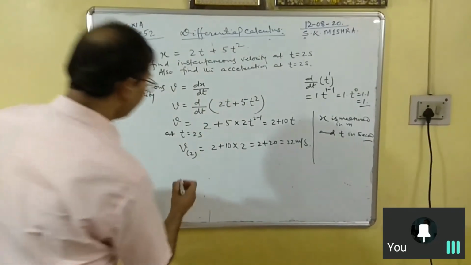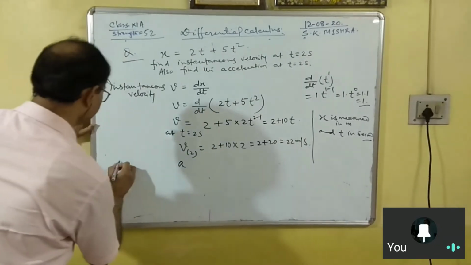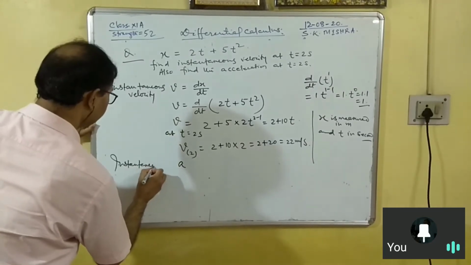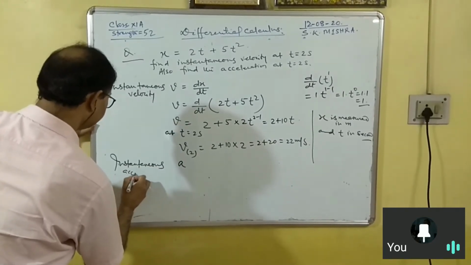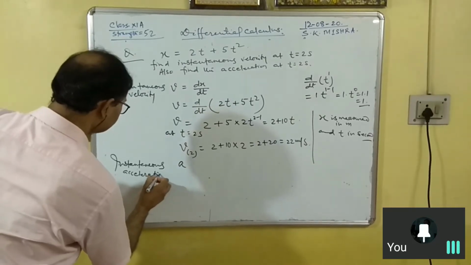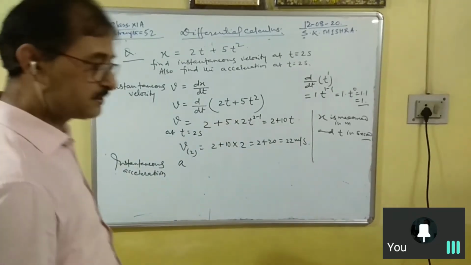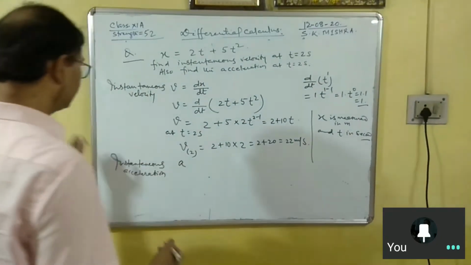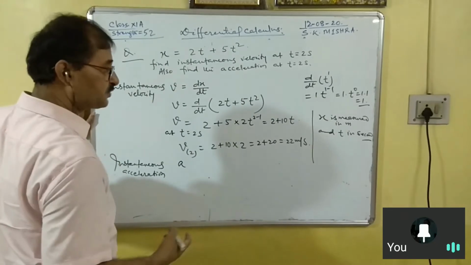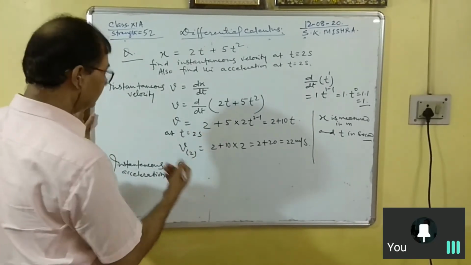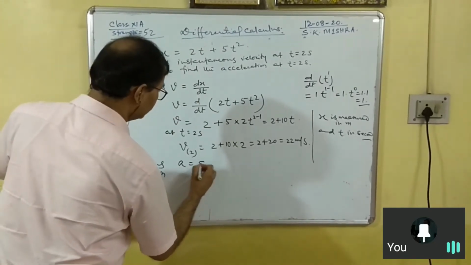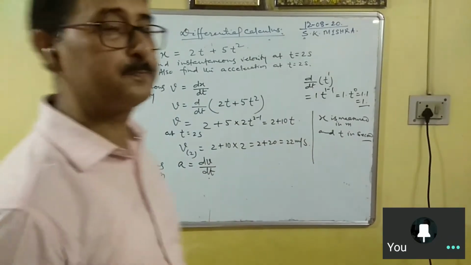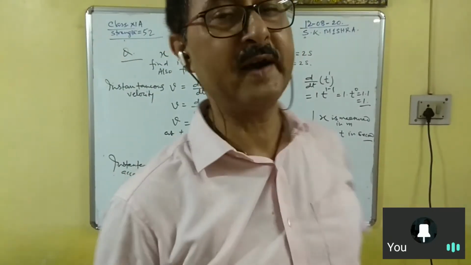Now to find the acceleration, instantaneous acceleration. We will discuss these things in the first unit, that is motion in one dimension, in detail there. But here, what is the use of differential calculus in understanding physics? So a is equal to dv by dt. Acceleration is the rate of change of velocity. Rate of change of velocity is defined as acceleration.